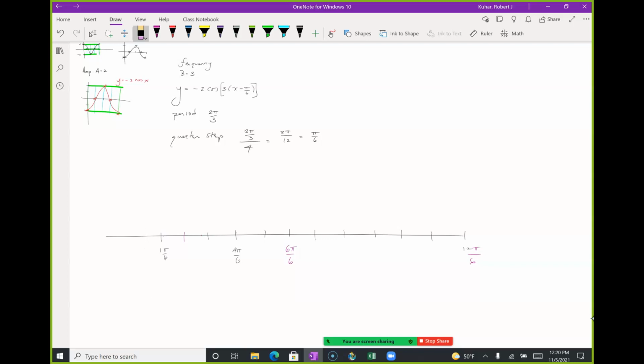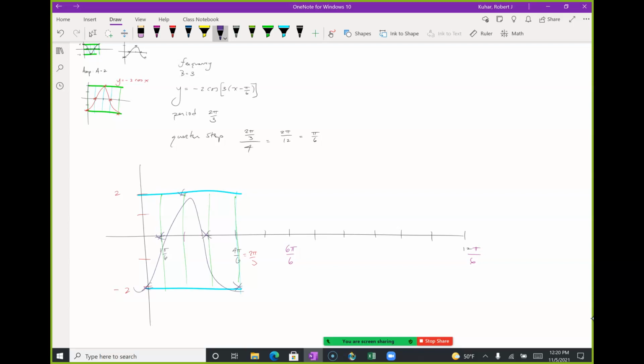Anyway, I need a height of 2 and the min to negative 2. I'm going to start at 0 and end at 2 pi over 3, right, which is here. And so I want that box. I want to see my quarter steps, right? And now my cosine curve.